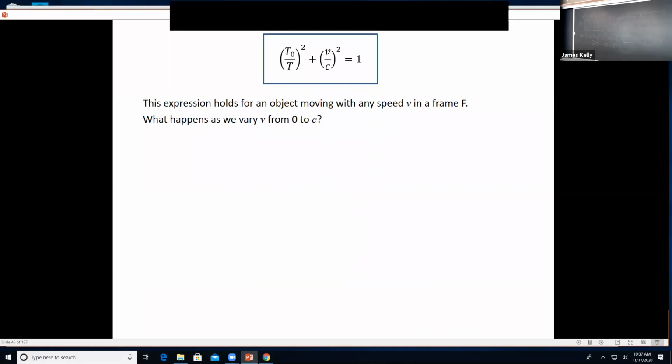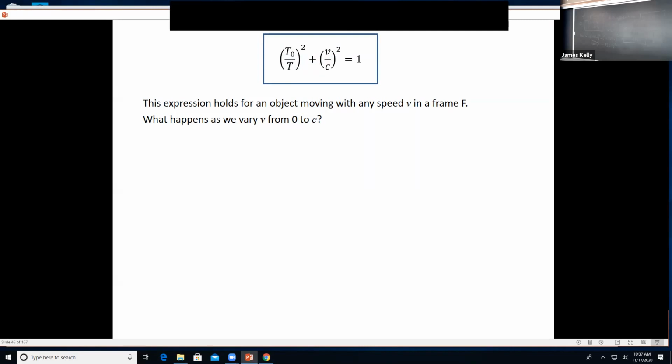So the expression holds for any object in any frame. We just chose a random frame. The object happens to be moving with the speed v. As we vary v from 0 to c, so I imagine watching objects that are moving faster and faster relative to me, what's going to happen to these two terms? Well, as v starts out at 0, so if I'm watching an object that's sitting at rest, this one would be 0 because v is 0, right? If the object is sitting at rest, then the proper time that's experienced between two events that it's sitting at is the same as the time experienced by me because we're in the same IRF.